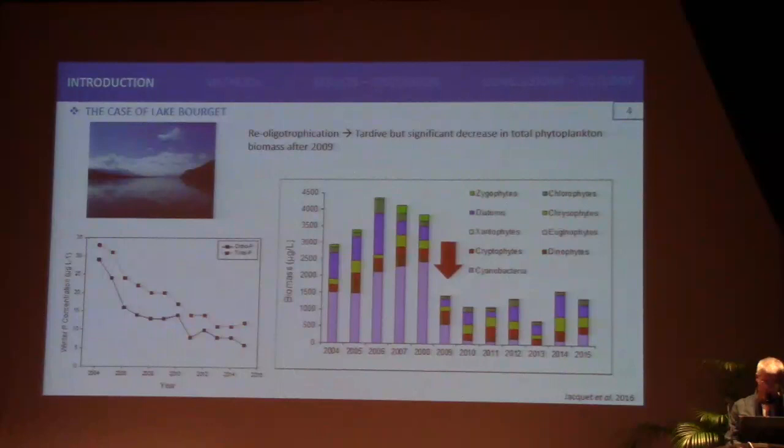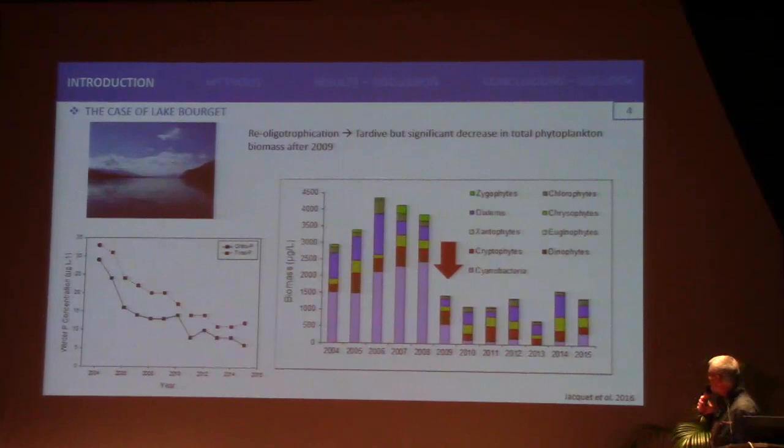Going back to the phosphorus concentration on the left part of the slide, you can see that during the last 20 years we had this beautiful linear decrease of the phosphorus. But again, like many other ecosystems, it was not the case for phytoplankton biomass, which still increased during this period. There was no parallel decrease of phytoplankton related to the phosphorus concentration, which is quite well known with the hysteresis process in large lakes.